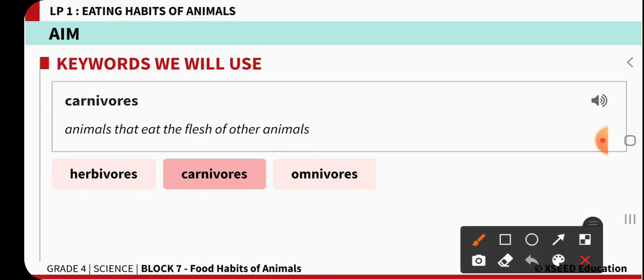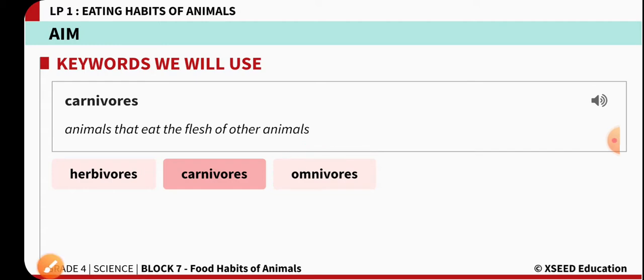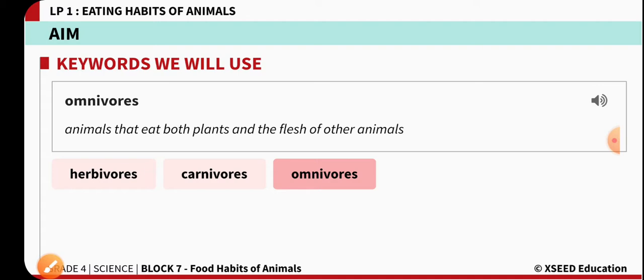Now the third keyword we are going to learn is omnivores. Omnivores means the animals that eat both plants and the flesh of other animals. Omnivores. Animals that eat both plants and the flesh of other animals.